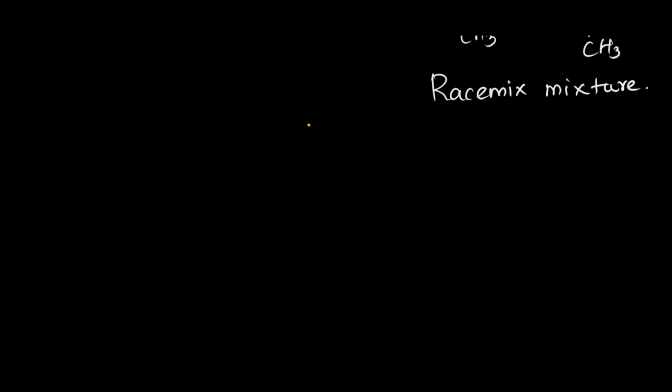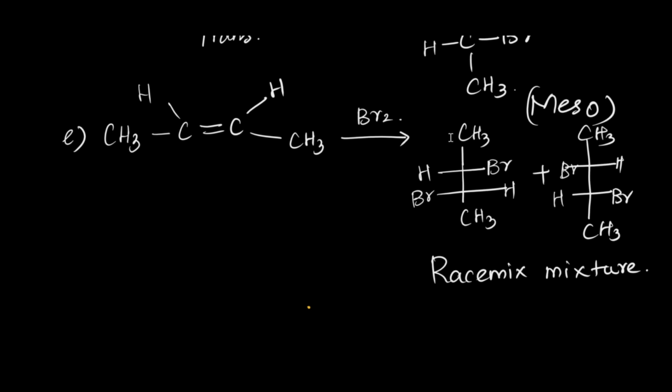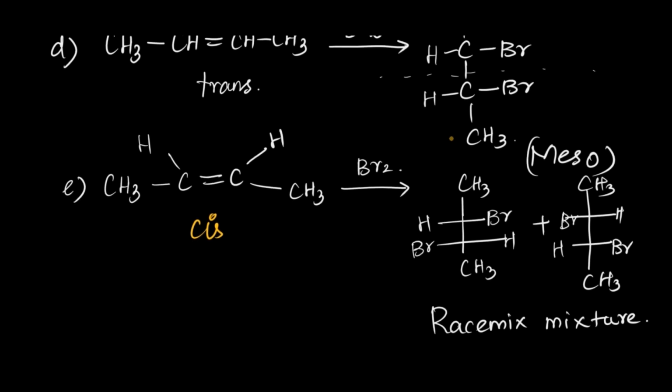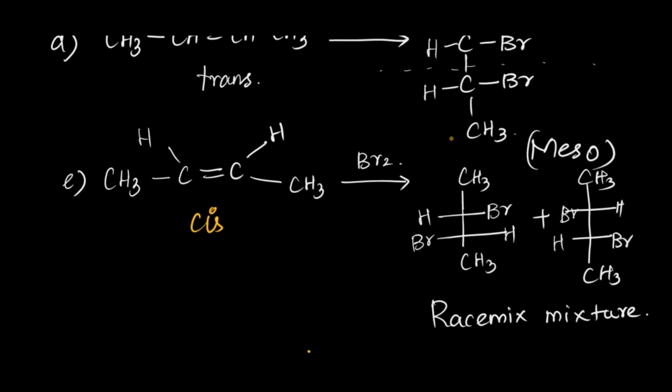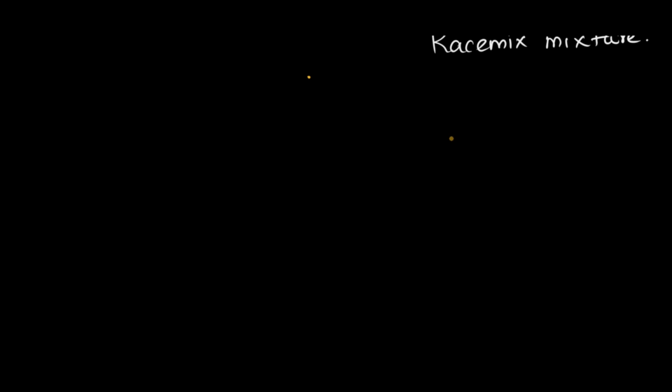Why are we getting this kind of racemic mixture for the cis isomer, and why are we getting meso for trans? Have you ever thought about it? Because you always have to remember the addition of Br2 is anti-addition. What is that, ma'am?